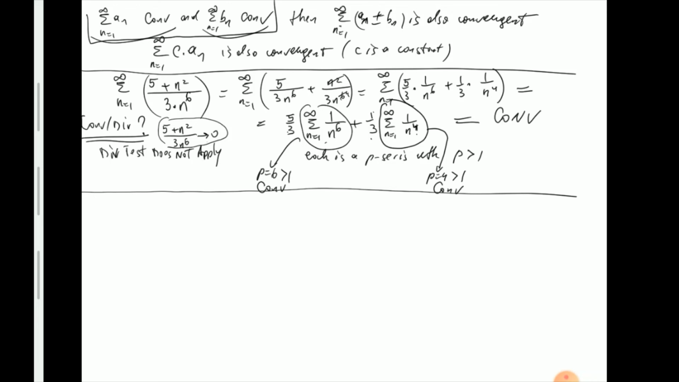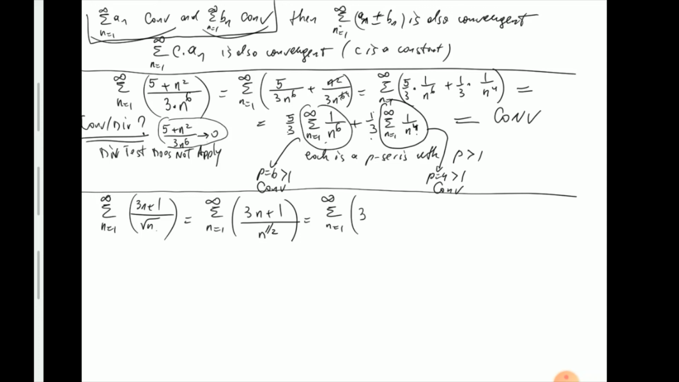let's say I have the summation from 1 to infinity of 3n plus 1 over square root of n. This is still a combination of p-series. You just have to write everything as a power of n. So square root of n is n to the 1/2. Break it down as we did before.